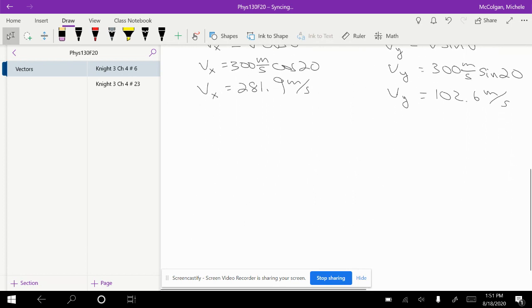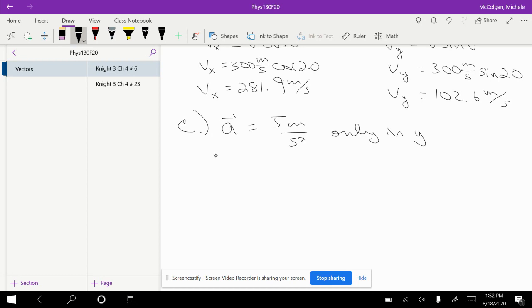Okay, for part C. So part C, we're given an acceleration. An acceleration is equal to 5 meters per second squared. And it tells me that it's only in the y direction. Okay, and so that's my given. And my find, I'm trying to find Ax and Ay.